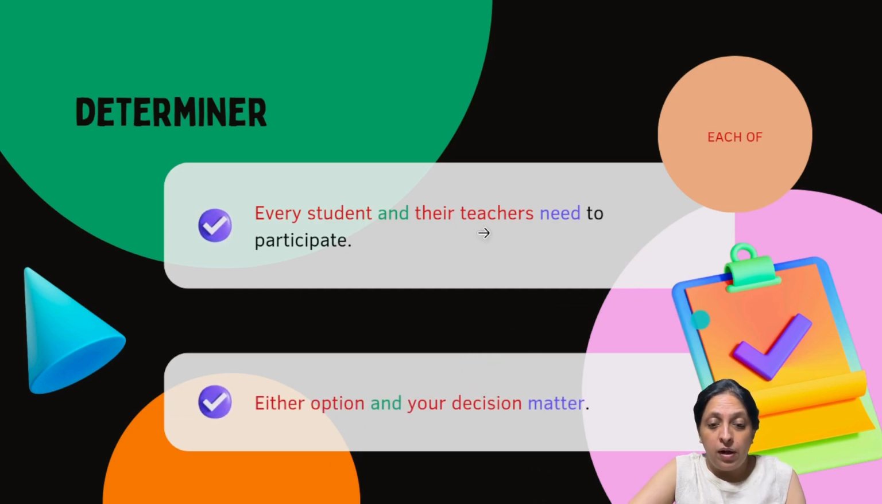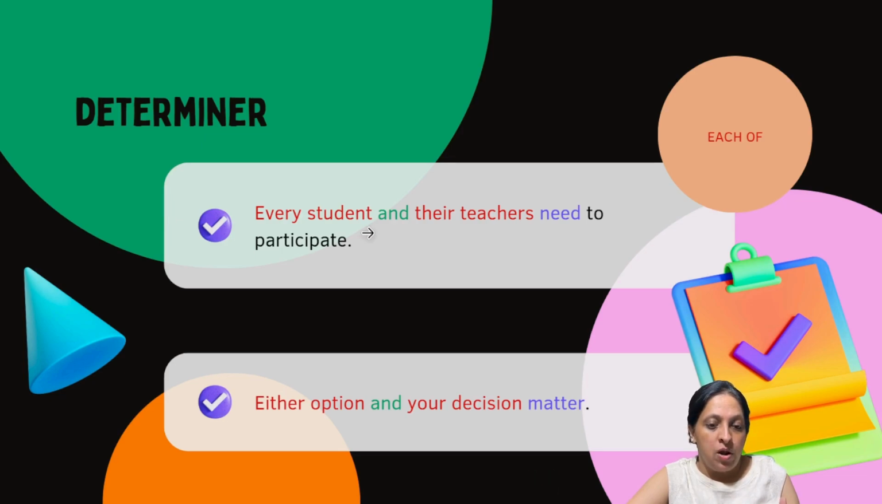Let's move on and see another example where there is an exception. So we just say that every student, for example, and their teachers. Every student needs to practice. But we have added a conjunction and added a plural subject here. Therefore, every student and their teachers will take a plural verb, need to participate. Okay, now let's say another example.